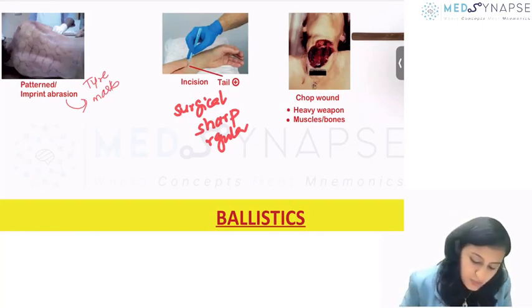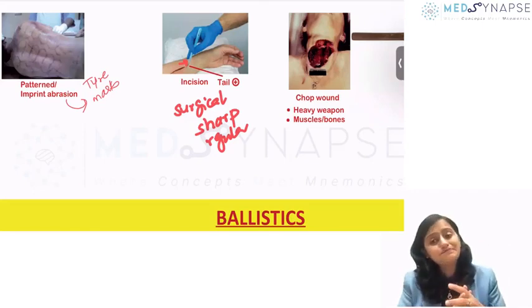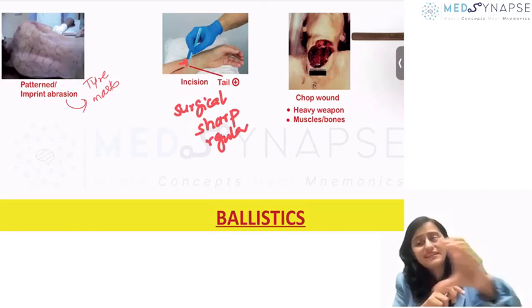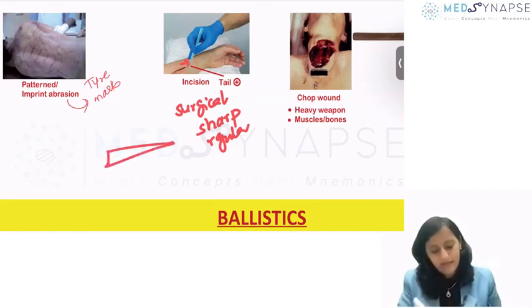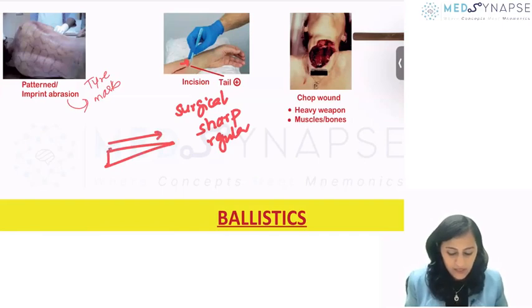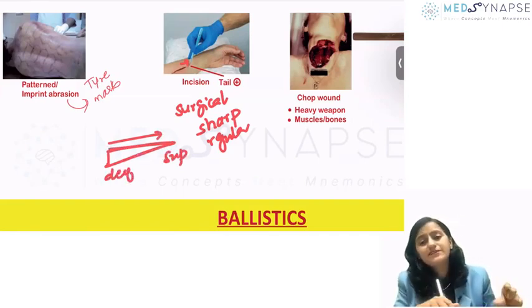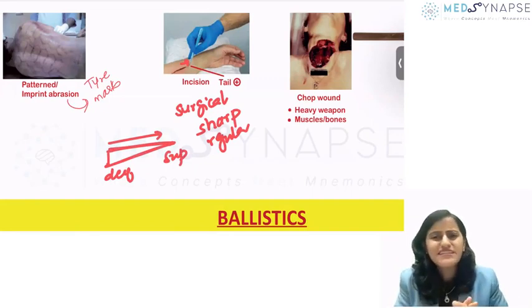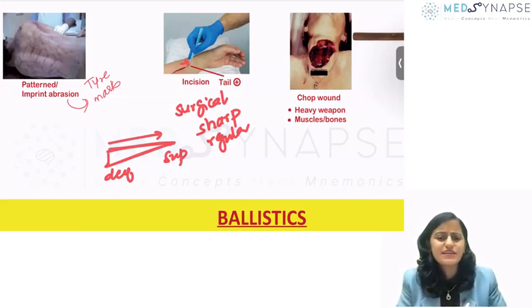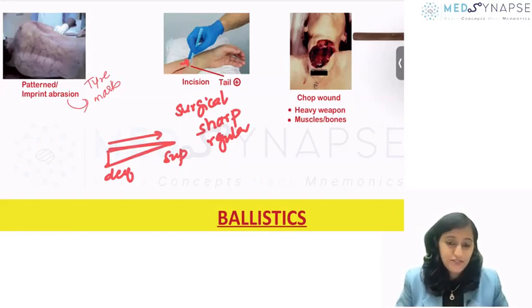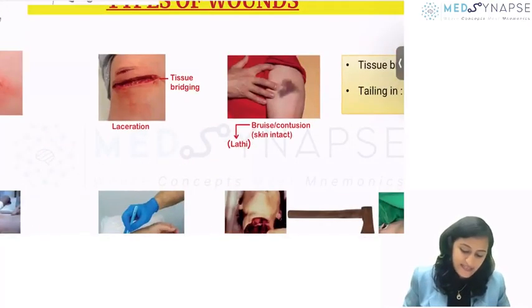In incision, you will see the tail, which helps you assess the direction, and it goes from deep to superficial, right? So this is how the direction goes. You will see the tailing. It is the deep to superficial. Okay, so the tailing is seen. Do you see tailing in laceration, guys? Yes or no? Very good. Amazing. So remember, laceration also shows tailing.